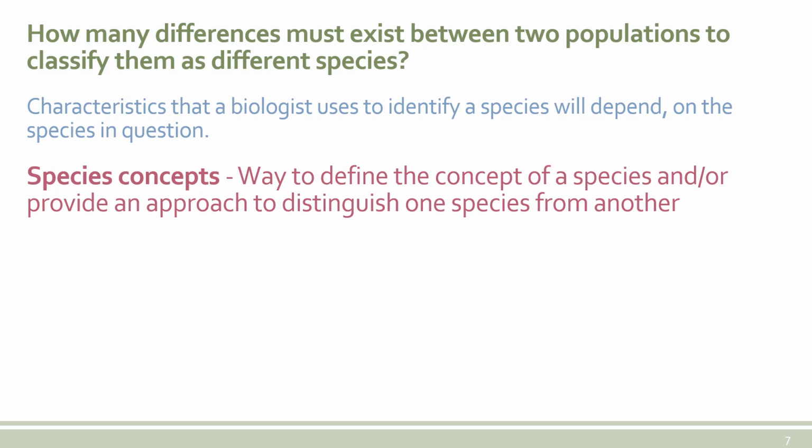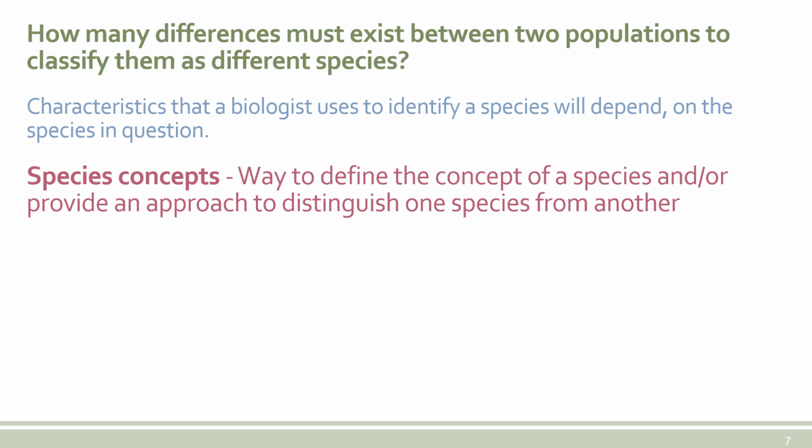So how many differences? I keep saying "enough," in air quotes, enough differences to make them their own species. How many differences do we have to have? Well, it depends on the species in question, and it depends on our definition. For example, the first one we're going to define is the biological species concept. The biological species concept is based on interbreeding. So if two populations cannot successfully interbreed in nature, we're going to call them two different species.